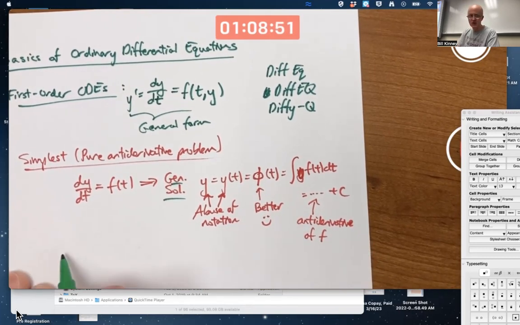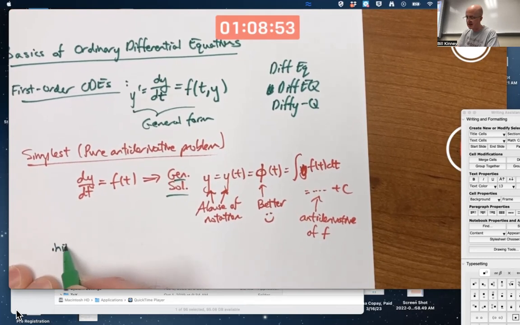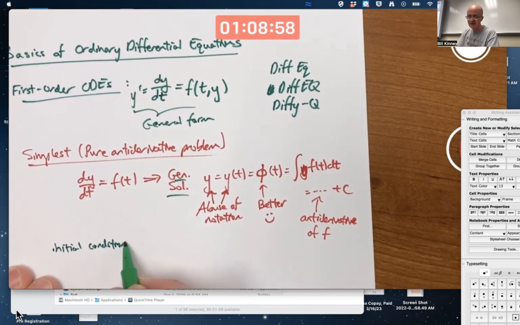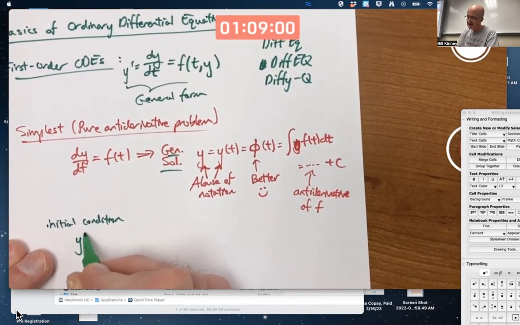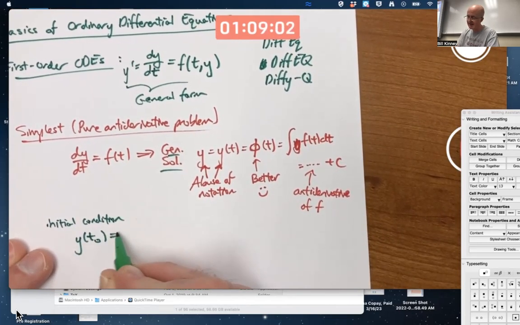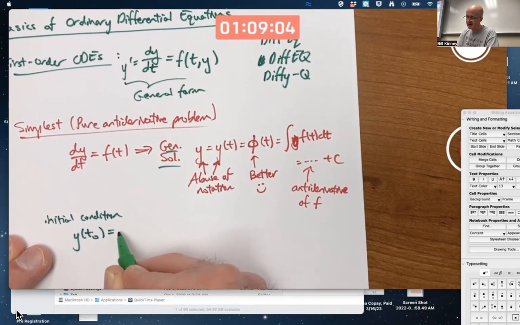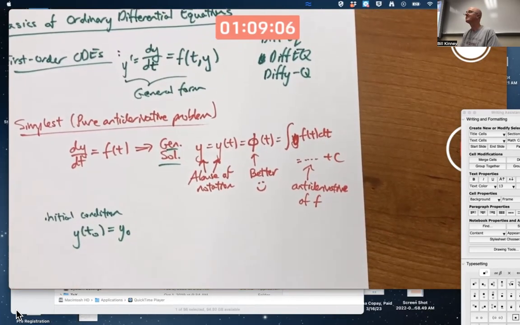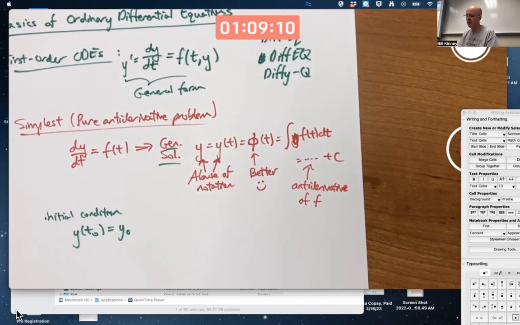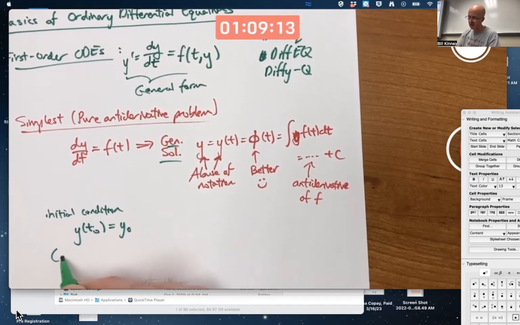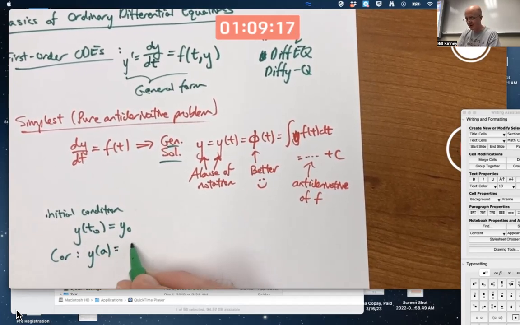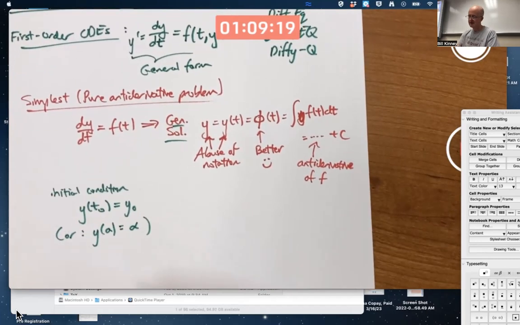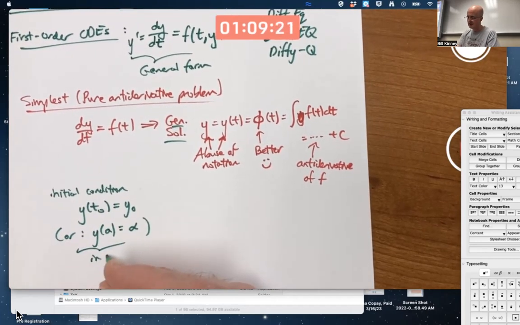But if we add an initial condition, and here I do not buck tradition, and I do use a y with abusive notation. y of t0 equals y0, or here's how our book writes it, y of a equals alpha. That's the way they do it in our text.